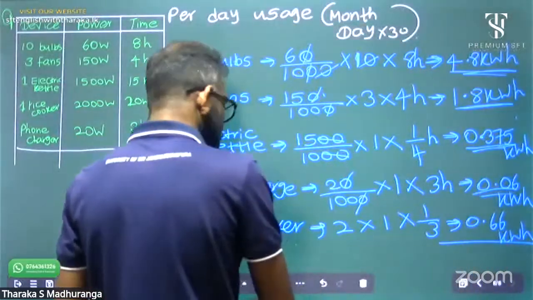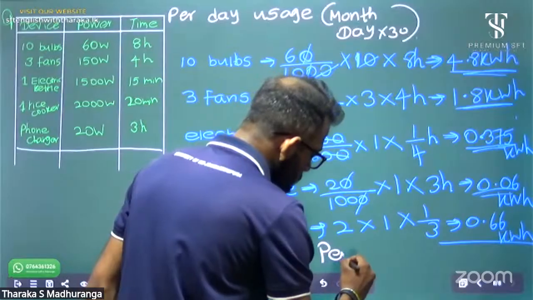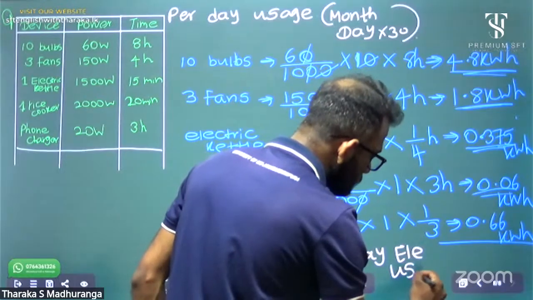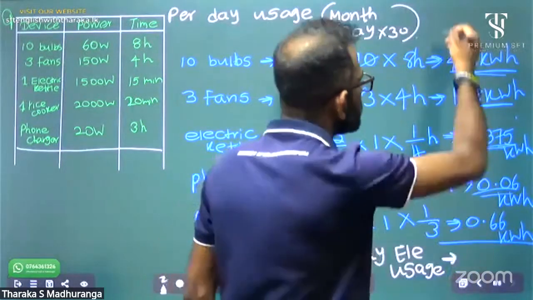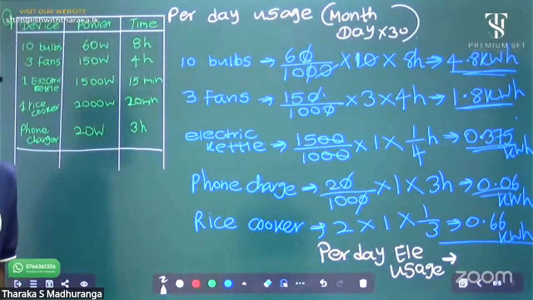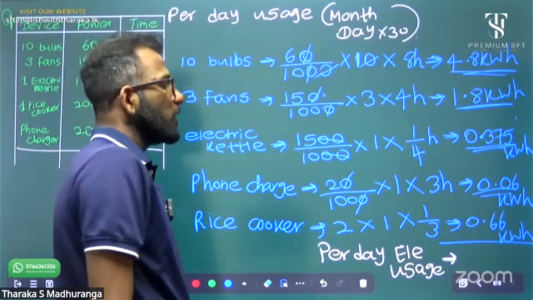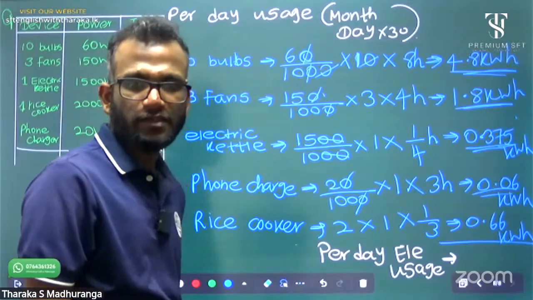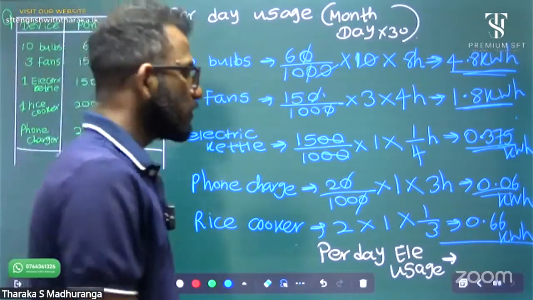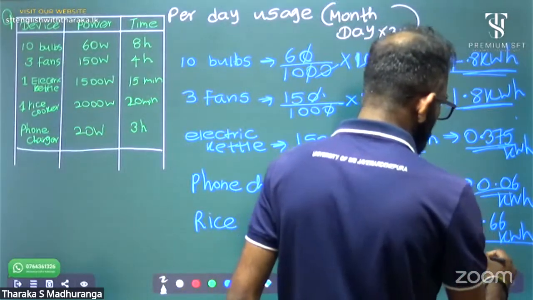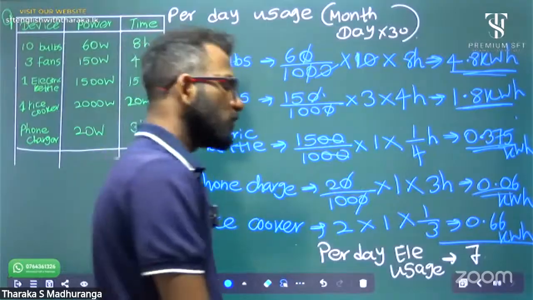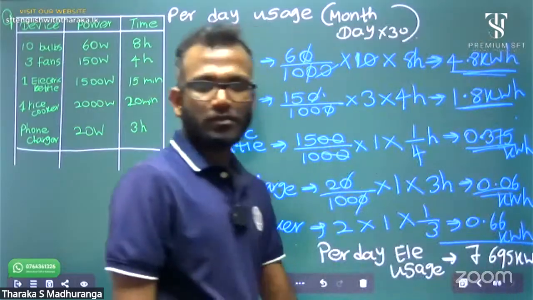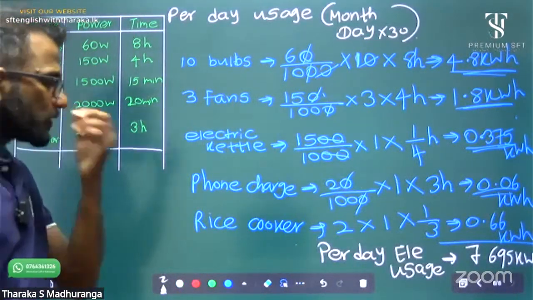Now you can get per day electricity usage. How to calculate these all values? Okay, what's the summation? 4.8 plus 1.8 plus 0.375 plus 0.06 plus 0.66. 7.695 is the daily consumption. 7.695 kilowatt hour is the daily consumption.